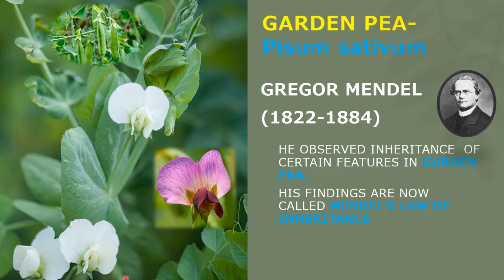What are the main points you have to remember here? The scientific name of garden pea, that is Pisum sativum. Father of genetics, Gregor Mendel. Then his findings, that is Mendel's law of inheritance. The details we will learn in the next video.